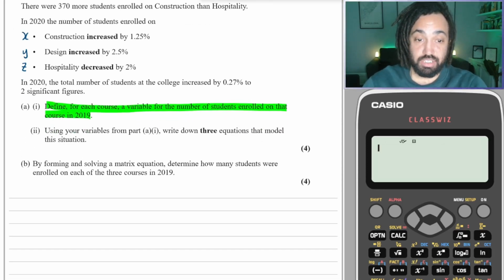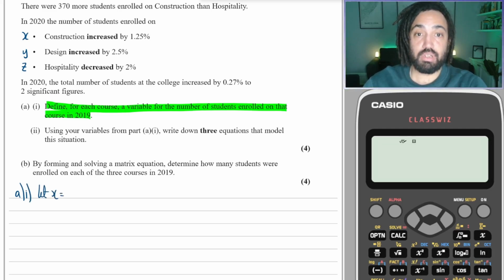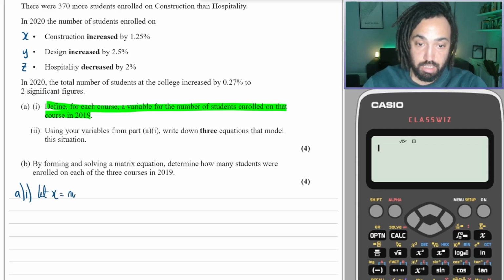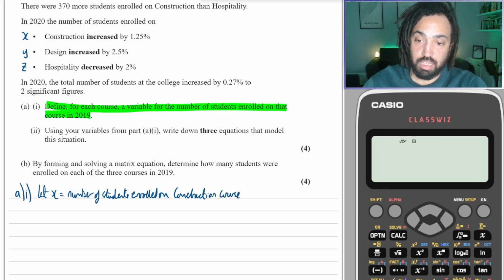So I guess to answer that question kind of officially, I would say let X equal the number of students enrolled on construction course in 2019.